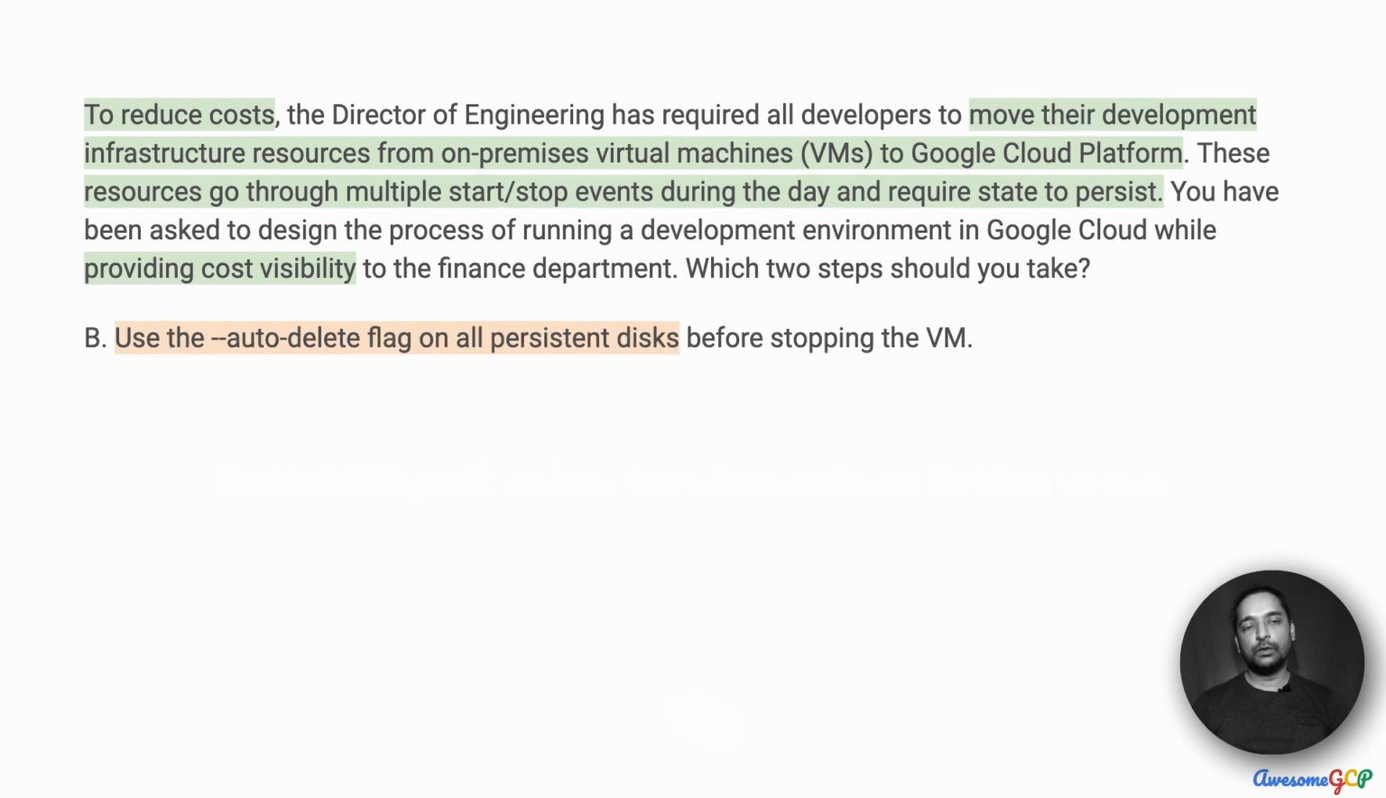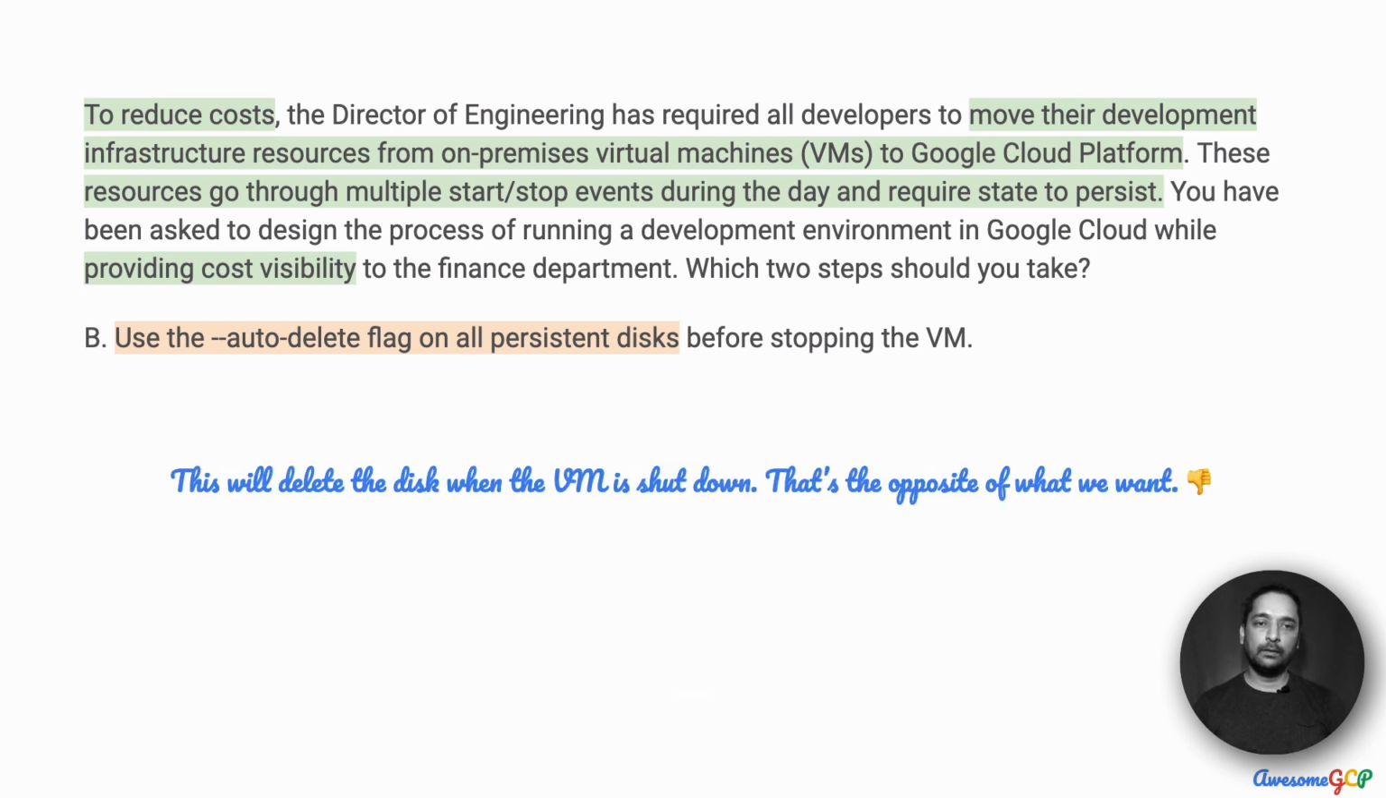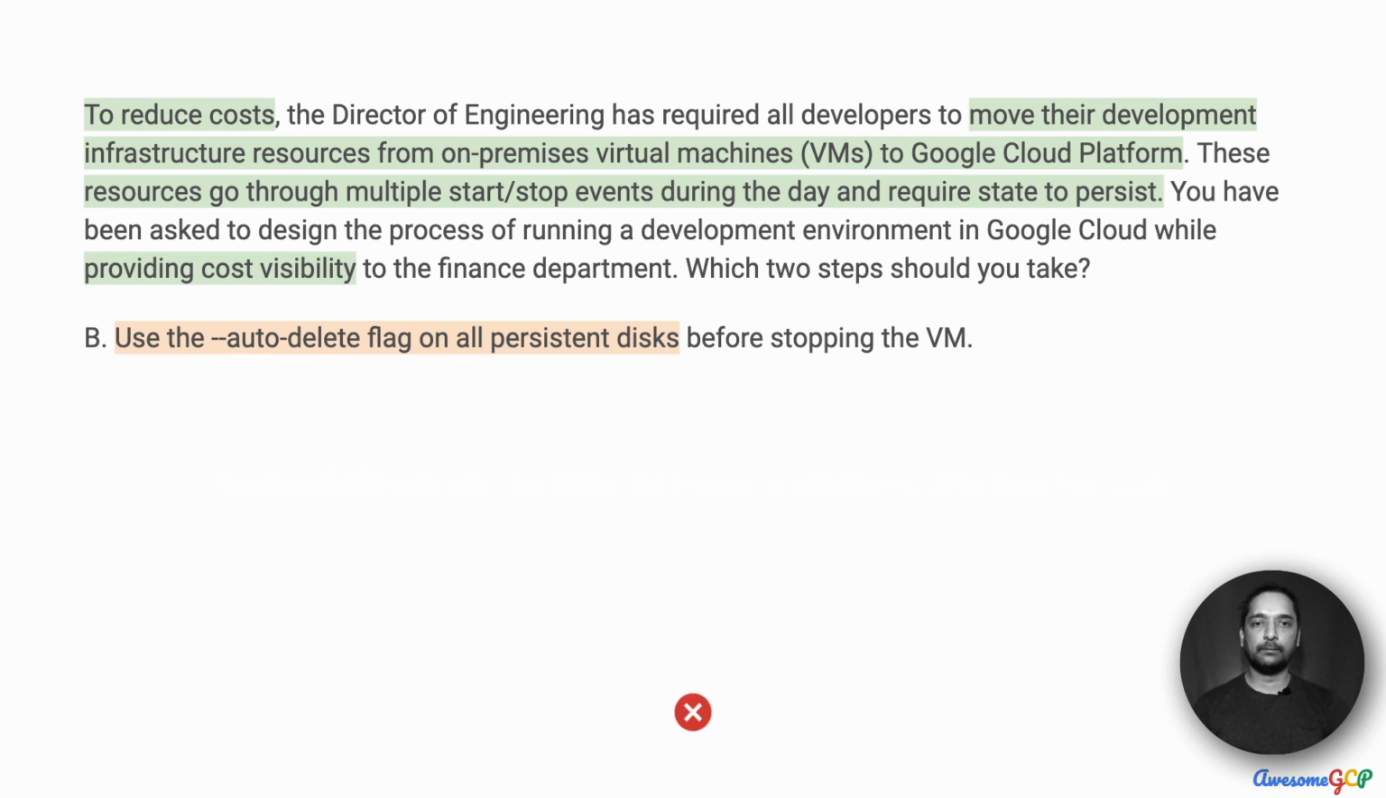Option B suggests use the auto delete flag on all persistent disks before stopping the VM. This will delete the disk when the VM is shut down. That's the exact opposite of what we want in the requirement. We want the data to be retained. It should not be that when the VM is shut down, the disk is automatically removed and deleted. So option B is definitely not a choice, and we will eliminate that.